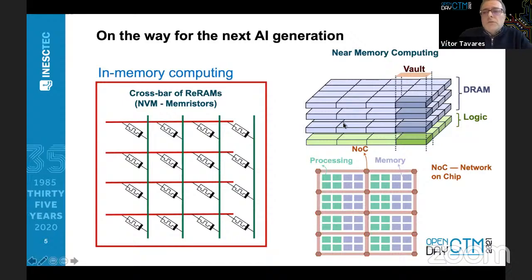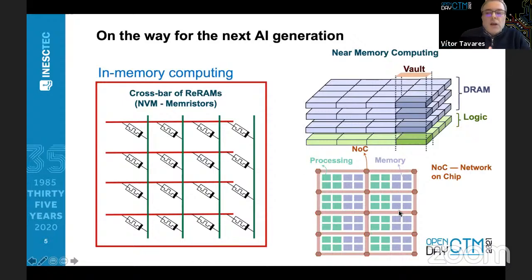Then we use through silicon vias to interconnect these different layers, and we can put the logic at the bottom. So we have chunks or vaults, as they call them, memory banks associated with a logic circuit, and then we can build complex systems with many vaults and many logic blocks. So in a sense, what we are doing again is bringing memory very close to the processing.